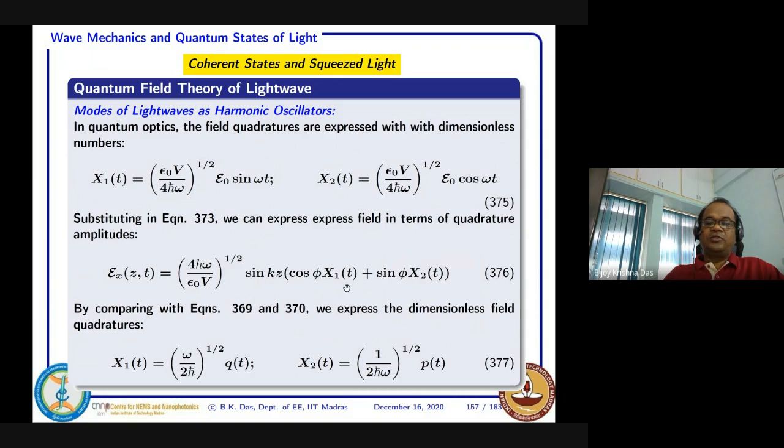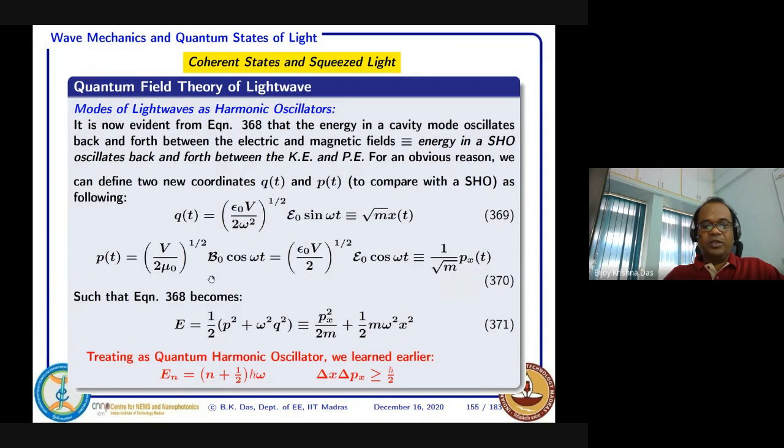and 370, where we introduced two variables, Q(t) and P(t), just to match an electromagnetic mode to a harmonic oscillator. P(t) is related to the magnetic field, and Q(t) is related to the electric field, and they can be considered like the normal so-called position and momentum of a simple harmonic oscillator. In this form we have kept it so that ultimately we get half p squared plus omega squared q squared equal to this one. That was our intention.